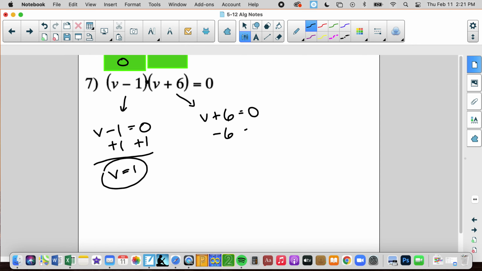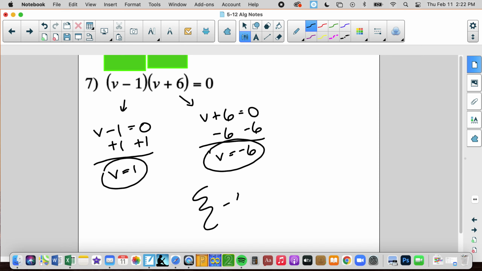If we subtract 6, v equals negative 6. Notice that when we plug in a negative 6 for here, that would make that box equal to 0. Negative 6 plus 6 gives me my 0. So that would make the equation equal to 0. And that's what we're doing. We're just finding out what value makes a 0 on the left side, what value makes a 0 for the right side. All right, so my solution is going to be negative 6, 1.